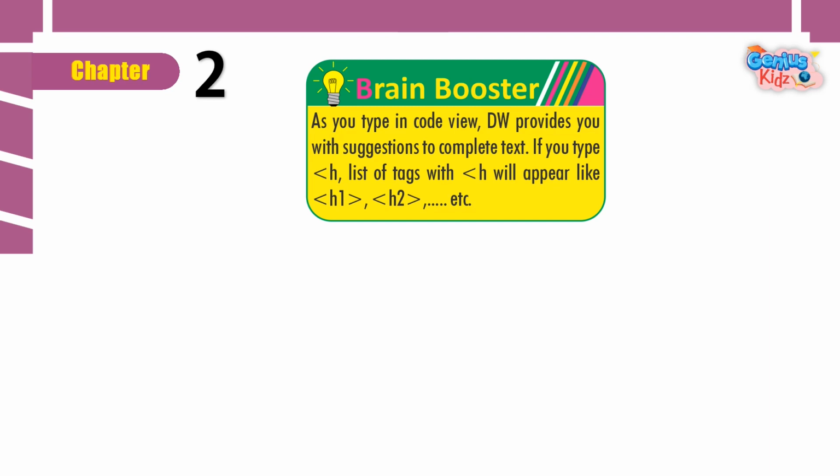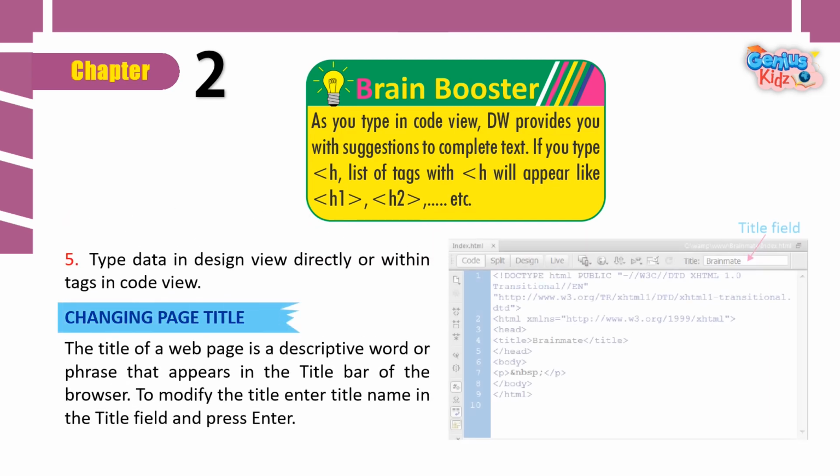Brain Booster. As you type in code view, DW provides you with suggestions to complete text. If you type H, list of tags with H will appear like H1, H2, etc. 5. Type data in design view directly or within tags in code view. Changing page title. The title of a web page is a descriptive word or phrase that appears in the title bar of the browser. To modify the title, enter title name in the title field and press Enter.